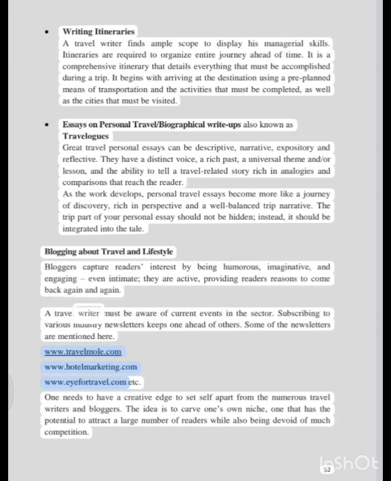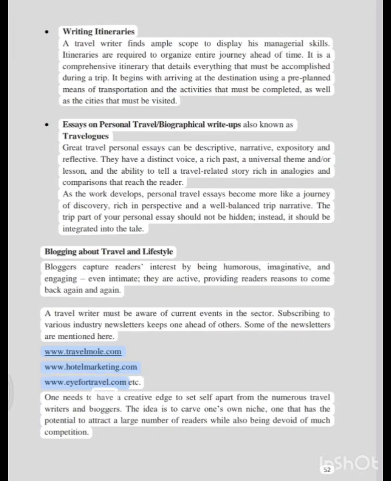A travel writer must be aware of current events in the sector. Subscribing to various industry newsletters keeps one ahead of others. Some of the newsletters are mentioned here: www.travelmole.com, www.hotelmarketing.com, www.ifortravel.com, etc.